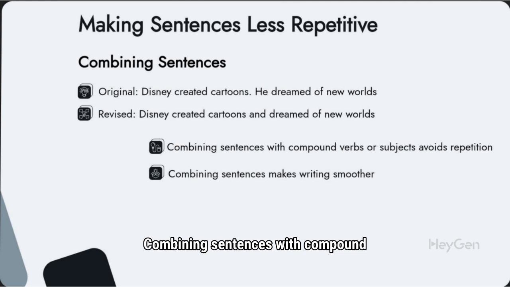Combining sentences with compound verbs or subjects reduces repetition and enhances fluidity. For example, instead of saying "Disney created cartoons, he dreamed of new worlds," you can say "Disney created cartoons and dreamed of new worlds." This technique streamlines writing, making it more engaging and concise.